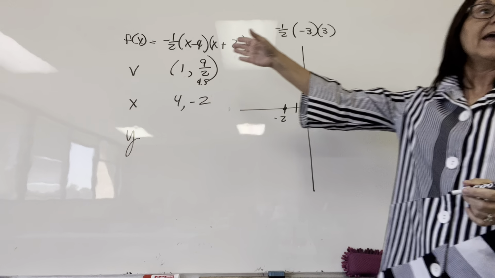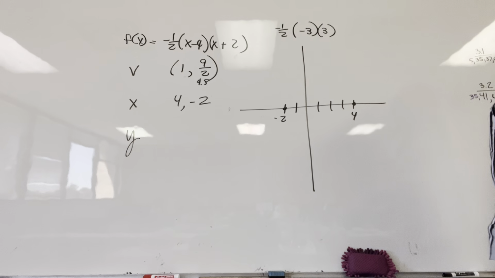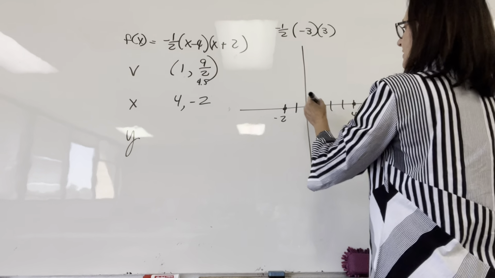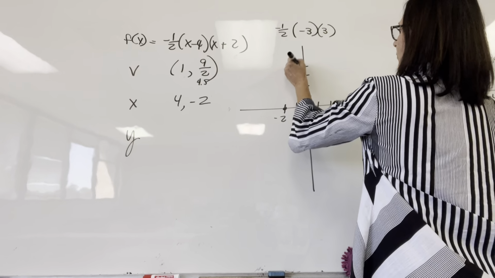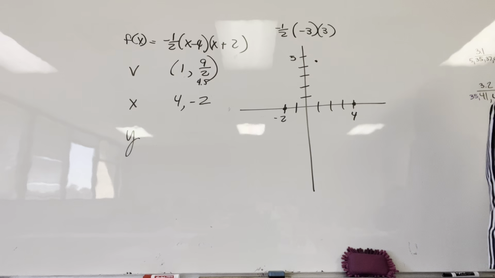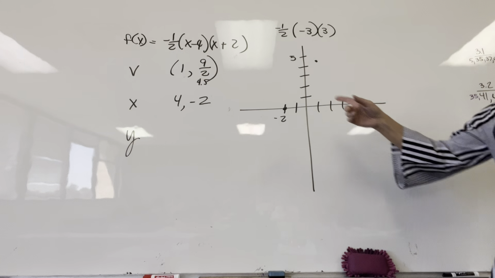So in my mind, it's 4 and a half. Does this open up or down? It opens down. That is correct. So this is 1, 2, 3, 4, 5. So it's about here. Makes sense because that's negative.